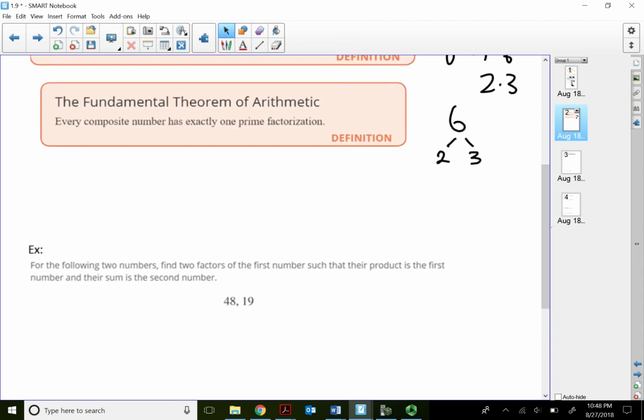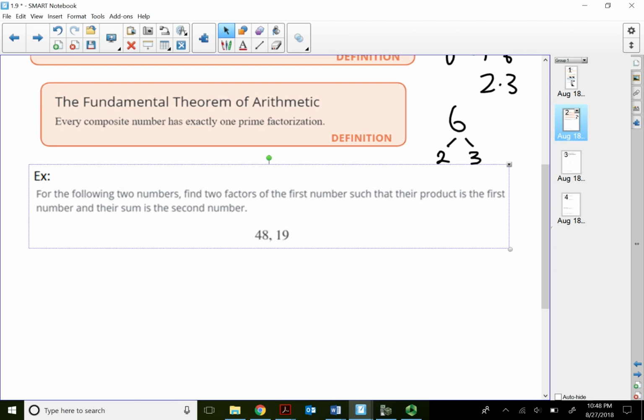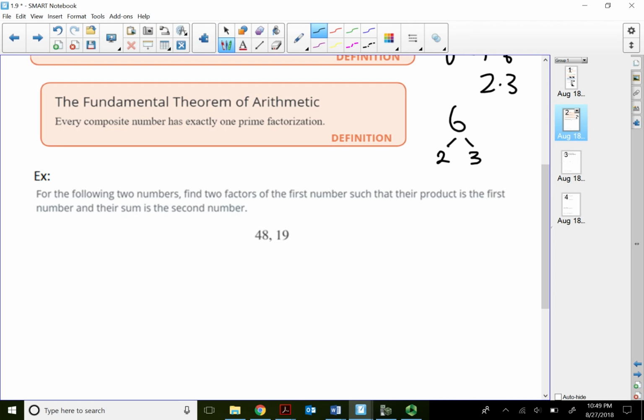So this is finding all the factors. This lecture video is about finding all the factors. This particular problem says, for the following two numbers, find two factors of the first number, such that their product is the first number and their sum is the second number. So the first number is 48. In other words, what times what is 48, and those two numbers also add up to 19?